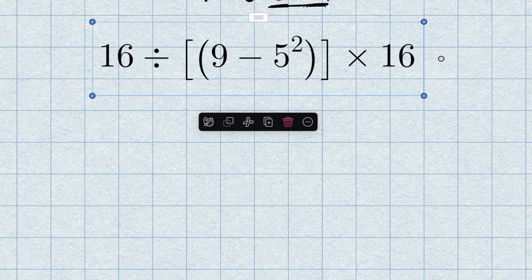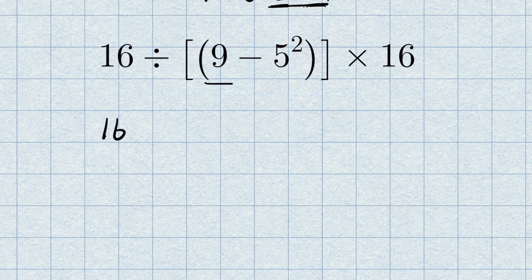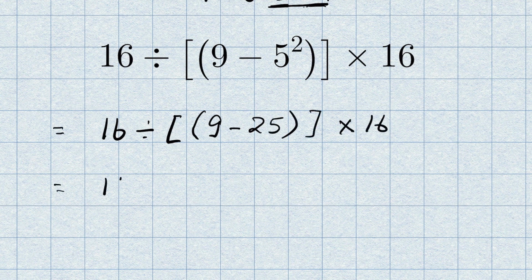So if we follow PEMDAS, first we will solve the parentheses, this one, and within parentheses also we have to follow the order of operation. So first we will solve this exponent. So 9 minus 5 square is 25, then times 16. 16 divided by 9 minus 25 will be negative because we cannot subtract 25 from 9, so subtract 9 from 25 and write the symbol of the bigger number. So it will be negative 16. We remove the bracket, then times 16.